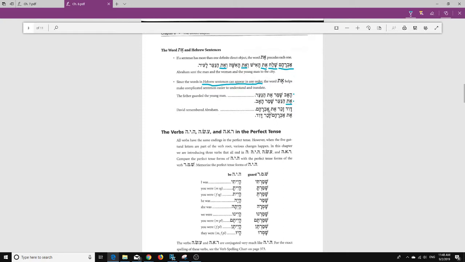David zakar et Abraham. David remembered Abraham. Et Abraham zakar David. If you're going for a word order translation, you could say Abraham is what David remembered, but really it's just David remembered Abraham.